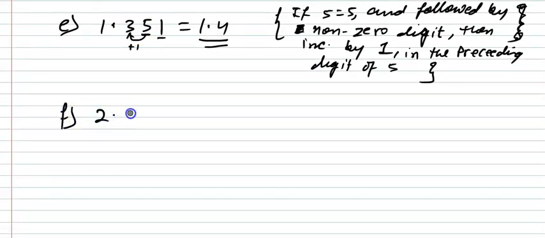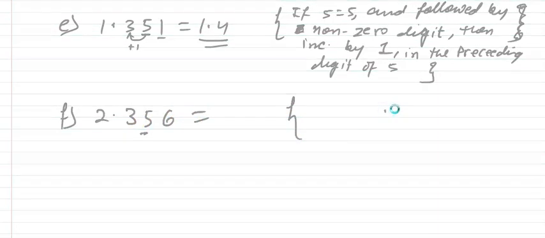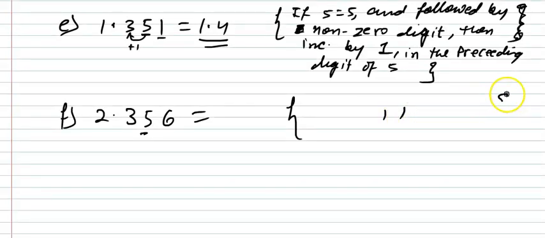F. If this is a 3, 5, 6. So look at the digits after the 5. Here the same condition will be followed. So we can see that after the 5, non-zero digits are present. If non-zero digits are present after 5, then we have to increase the preceding digit by 1. So this is the preceding digit of the 5. We can write this as 2.4.